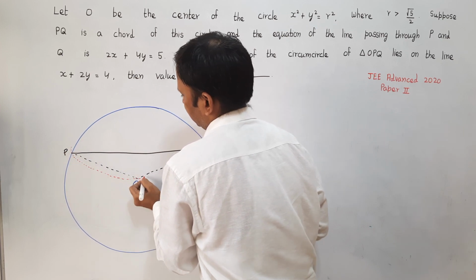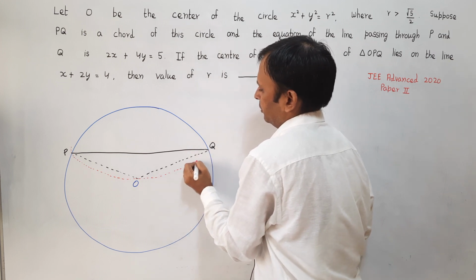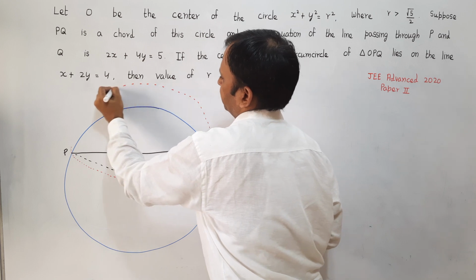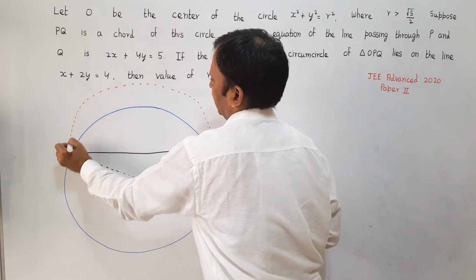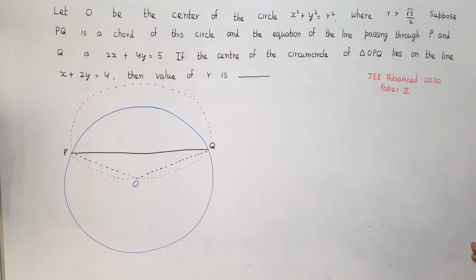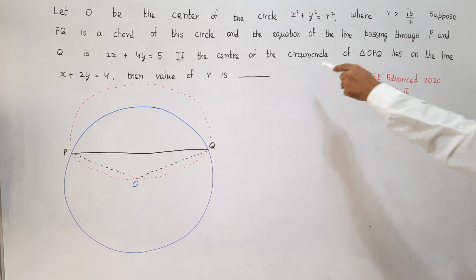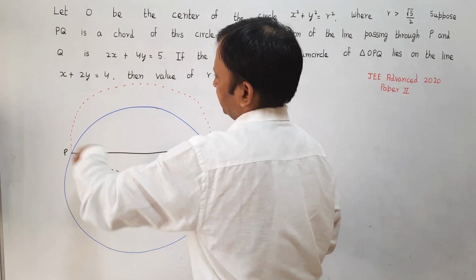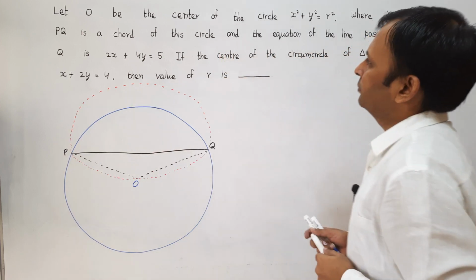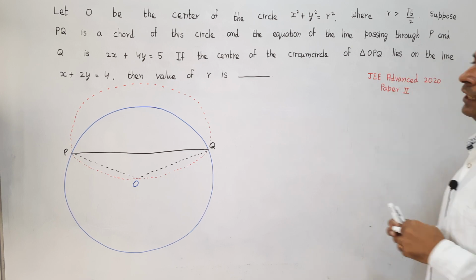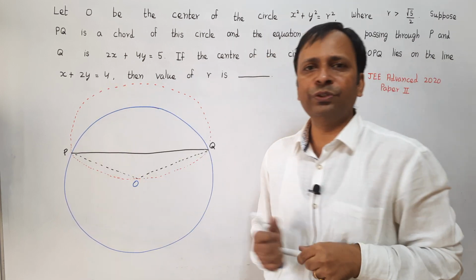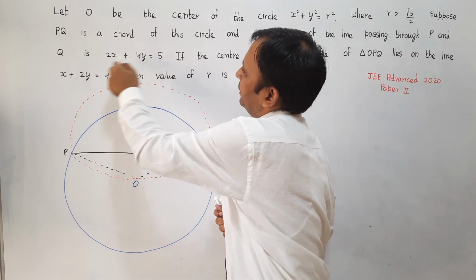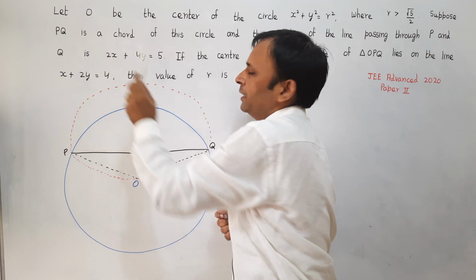It will go say like this. This is the circumcircle of the triangle OPQ. Now what the question is saying, the center of the circumcircle. So if this is the circumcircle, then the center of the circumcircle lies on the line x plus 2y is equal to 4. Now if you carefully observe this line and this line, both these lines are parallel.